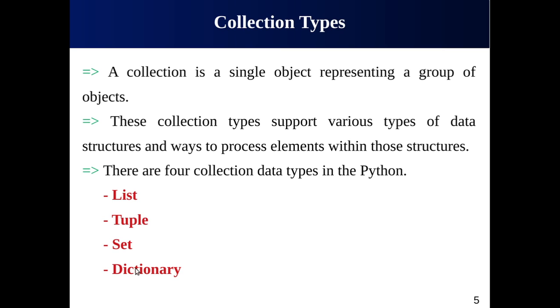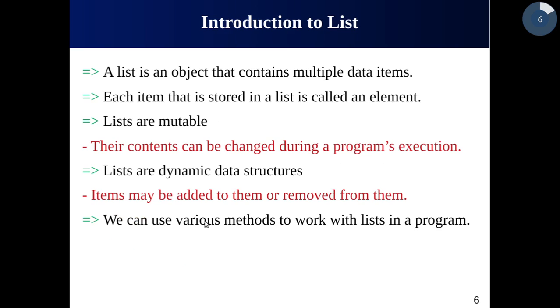And dictionary is also a mutable container. Okay, so list is a mutable container, or you can say collection type, while the tuple is immutable, and the set is also mutable, while the dictionary is also mutable. So only the tuple is immutable, unchangeable. Okay, now let us see the list in more detail.